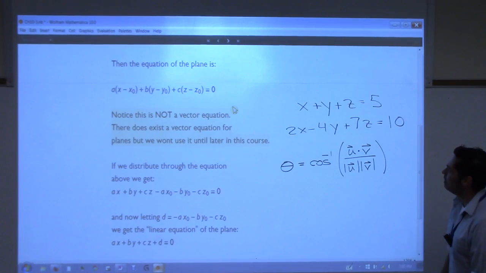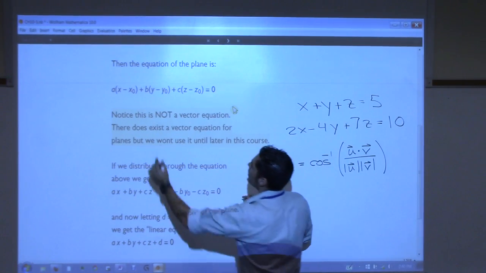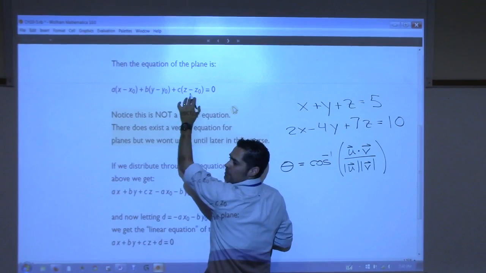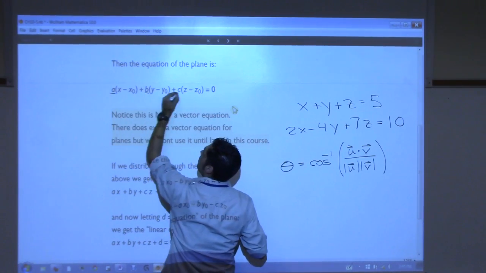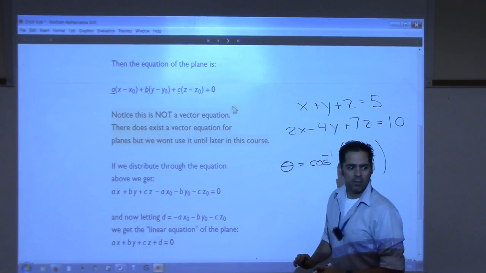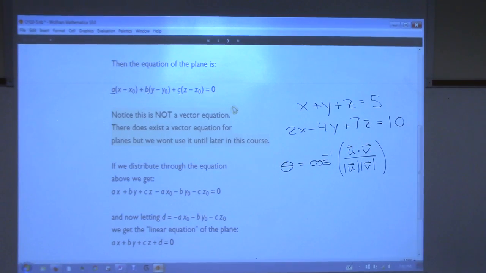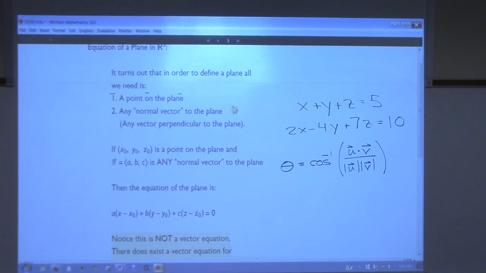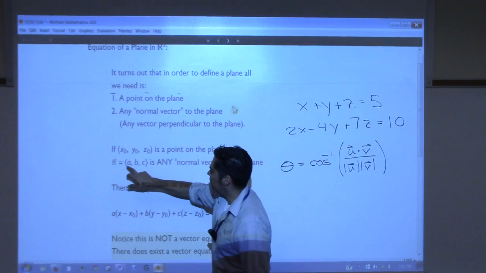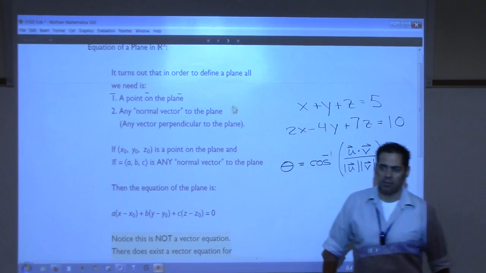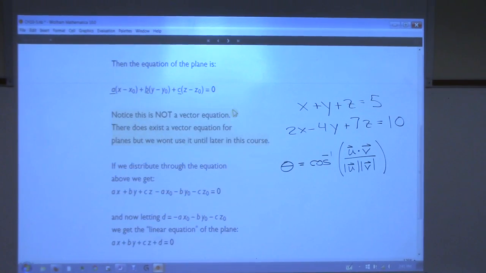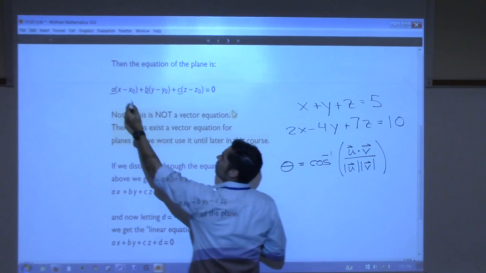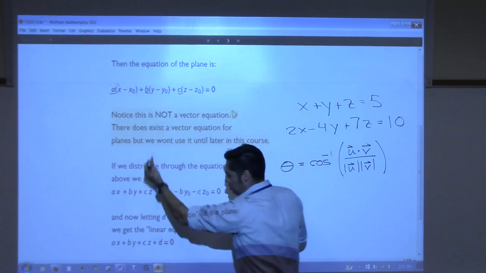No? All it is, look at this right here. This is the general formula, right? Isn't A, B, C the normal vector? The components of the normal vector? Isn't that what we just said right there? N is the vector A, B, C, any normal vector? Okay? Notice what happens when you distribute through here, here, here, here, and then do all the work.